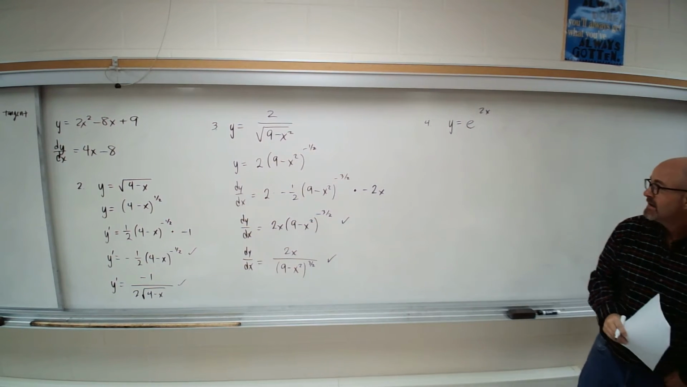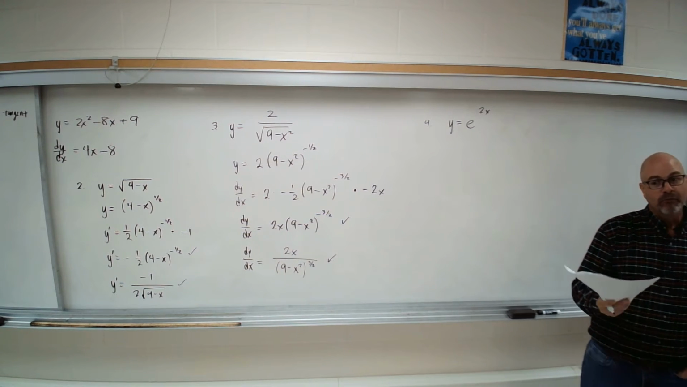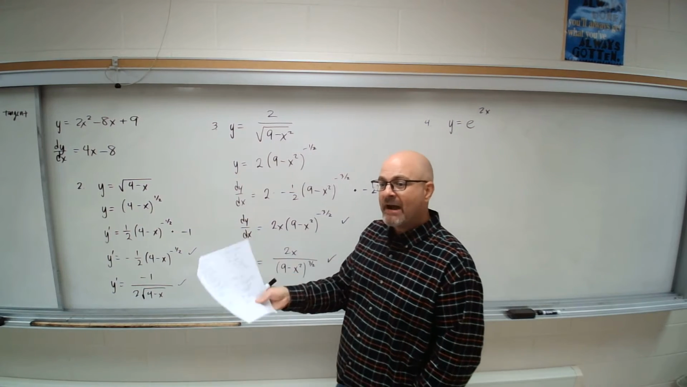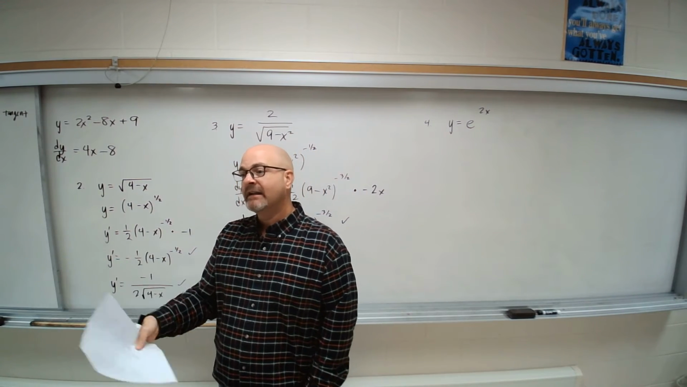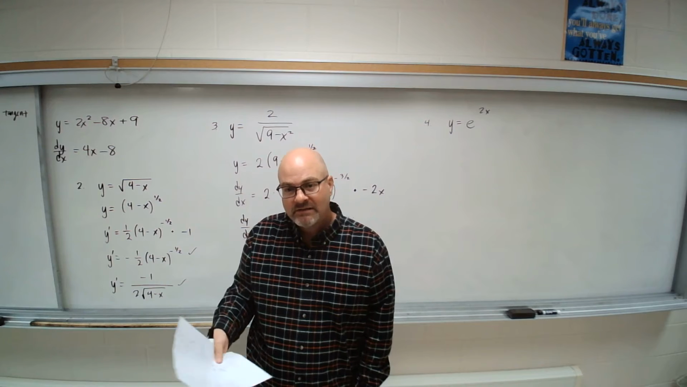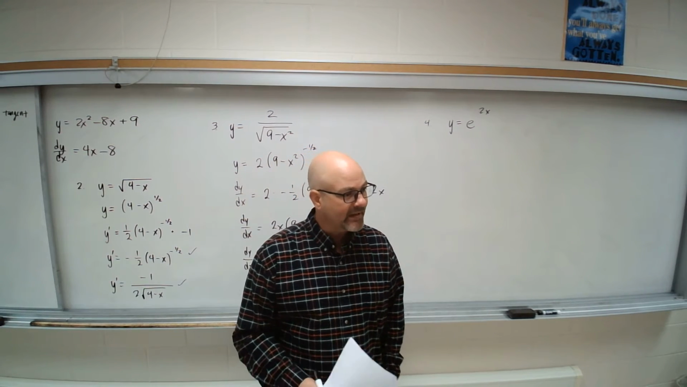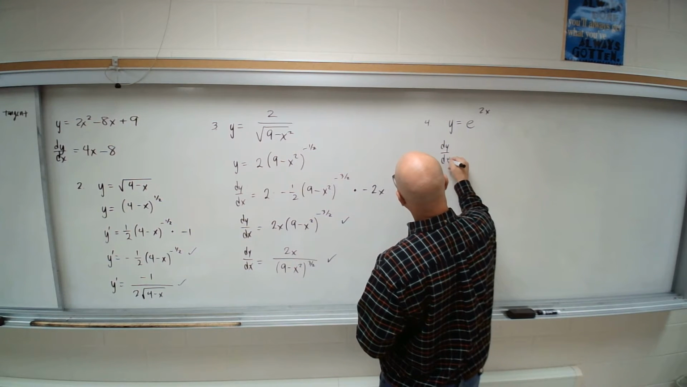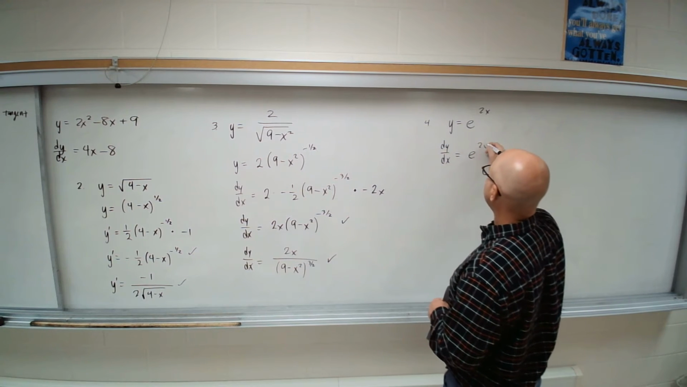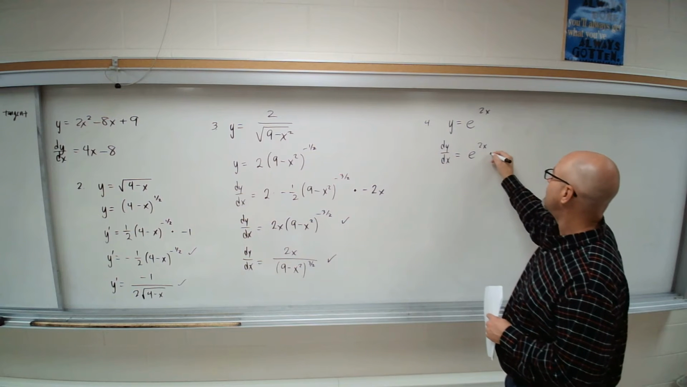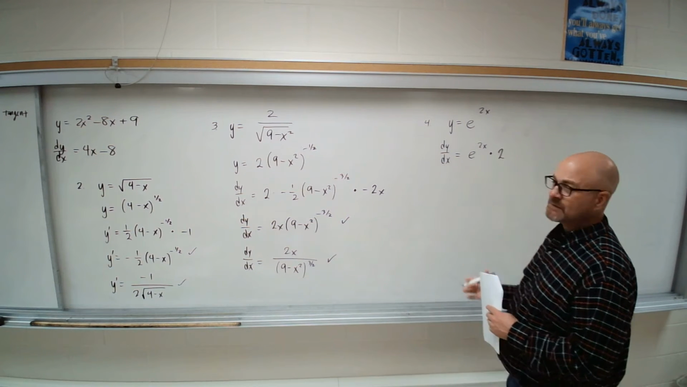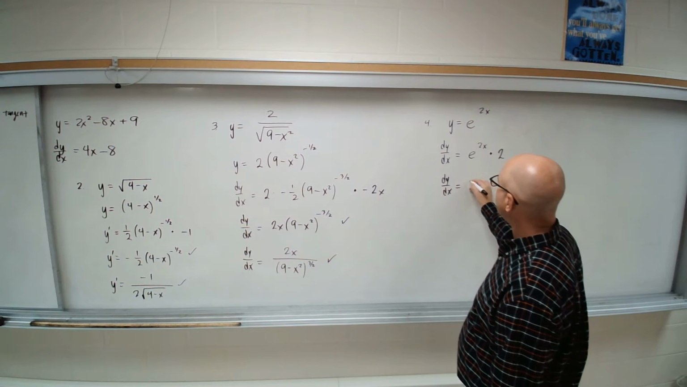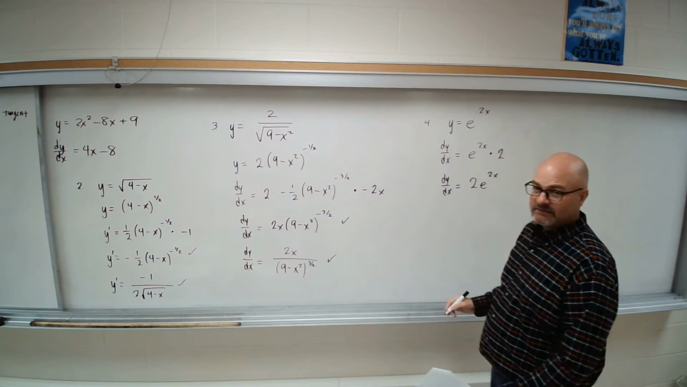E to the 2x. So if you remember, hopefully, e was the simplest derivative to take, right? The derivative of e to the u power is just e to the u again times the derivative of whatever u was. So you still have to apply the chain rule, like anything. So for this one, to find the derivative with respect to x, we're just going to get e to the 2x times the derivative of 2x, which is just 2. So then the derivative of y with respect to x is 2e to the 2x.